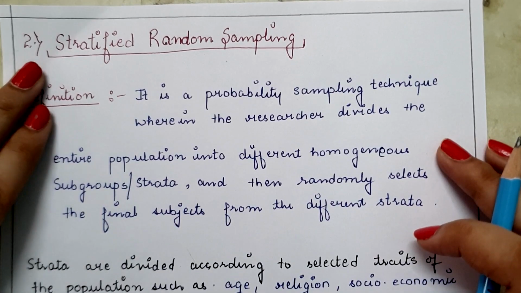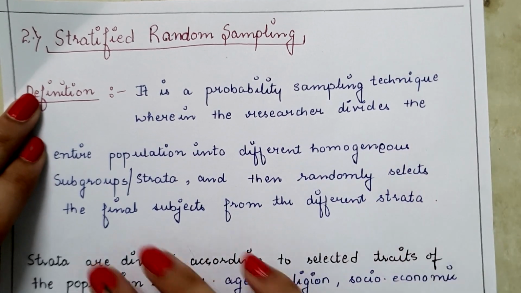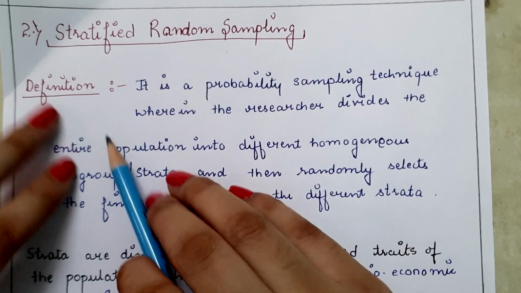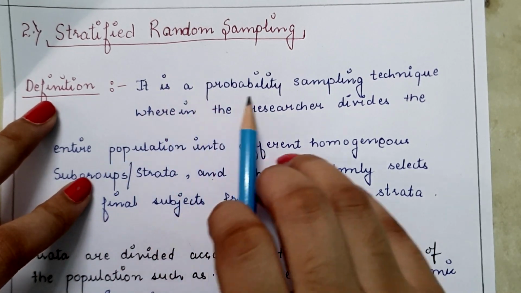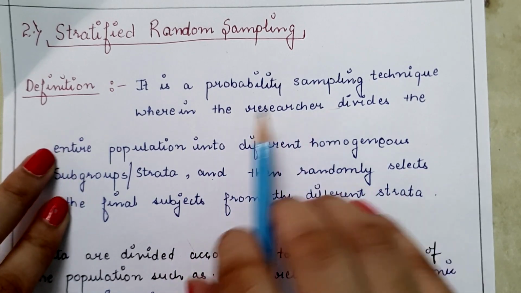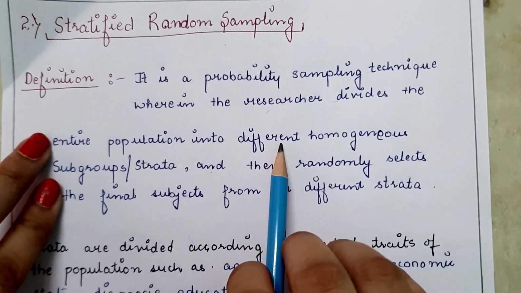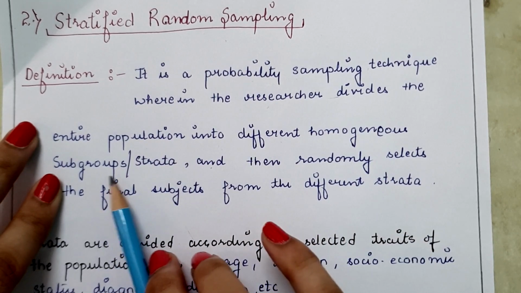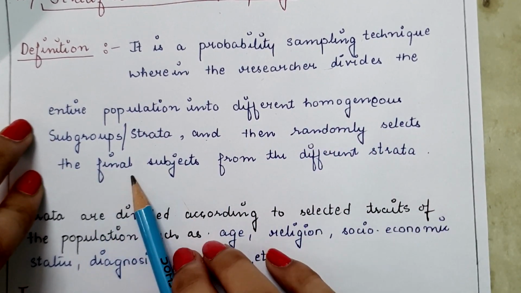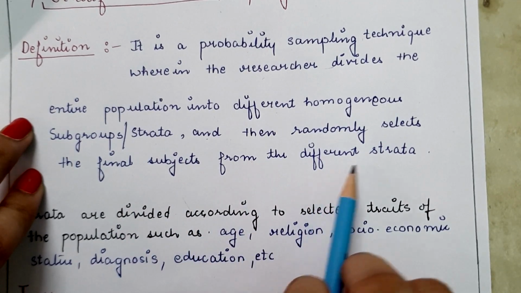Next type is the stratified random sampling technique. In this, the population is heterogeneous. First of all, its definition: it is a probability sampling technique wherein the researcher divides the entire population into different homogeneous subgroups or strata and then randomly selects the final subjects from the different strata.